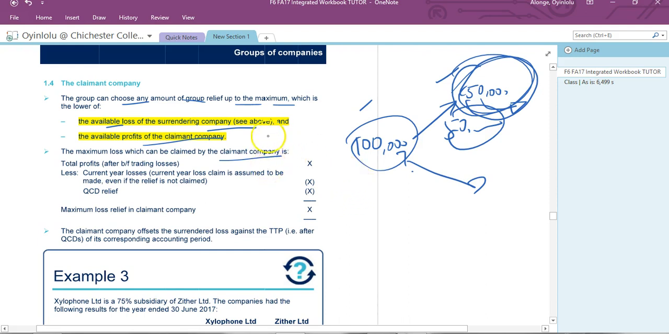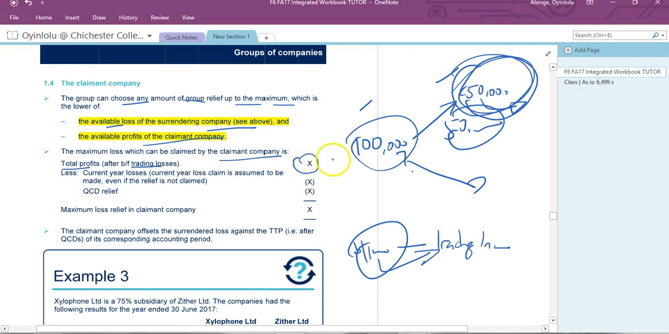What can they absorb? You first of all have your total profits, and like all things, as you can imagine, we were very clear, which is why I did the earlier videos, just to remind you, that we always bring forward trading losses against trading income. They don't hang around. So the company that is claiming this loss must first of all use its own brought forward losses first. So bring your trading losses forward first and use that against your trading profits in your year.